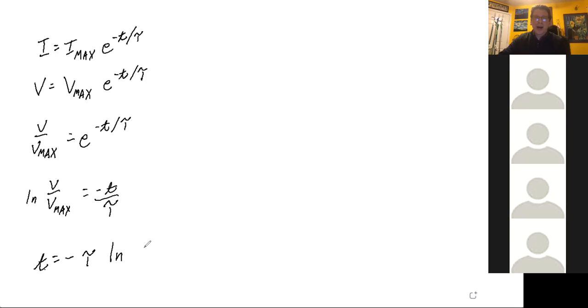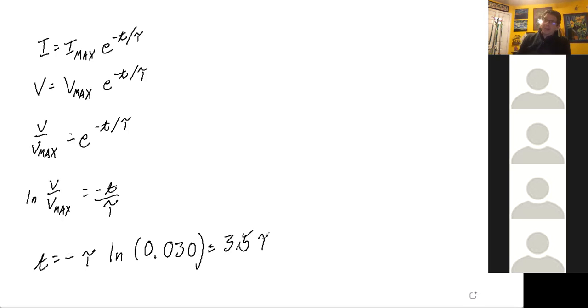And so we're told we want to get to when it's 3.0% of its initial value. So we want the natural log of 0.030. And so again, the natural log of a number between 0 and 1 is going to be negative. So the negatives will cancel out. And what you're left with is 3.5 times tau. So it takes 3.5 time constants for the voltage across the resistor to drop down to 3.0% of its initial value. So any questions about this?